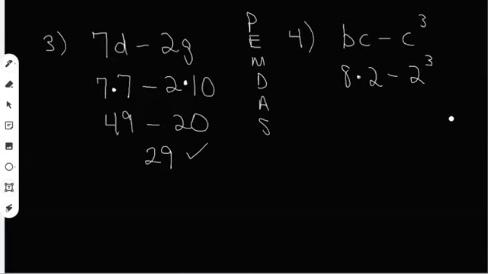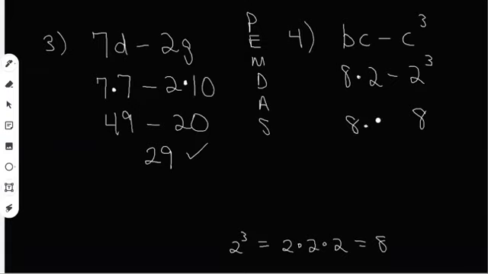So now I've got 8 times 2 minus 2 to the 3rd power, or 2 cubed, as we said. Let's do the exponents first. 2 cubed is going to give me 8. I know that because 2 times 2 times 2 is going to give me 8. That's the same thing as 2 cubed, right? So I know what 2 cubed is. It's going to be 8.